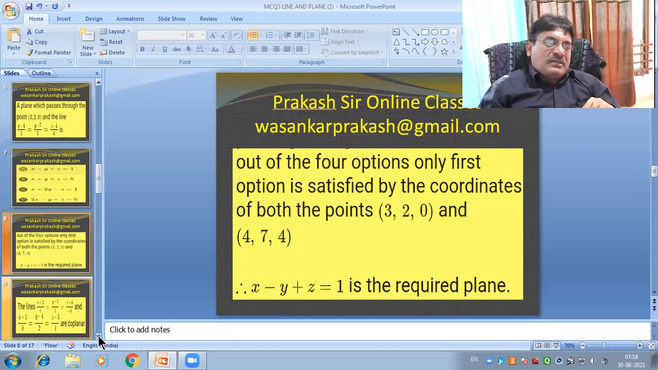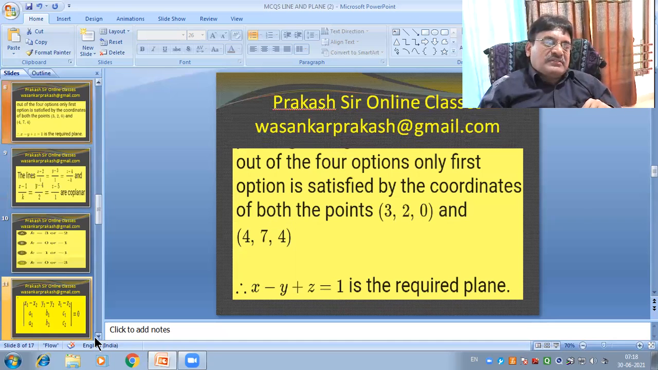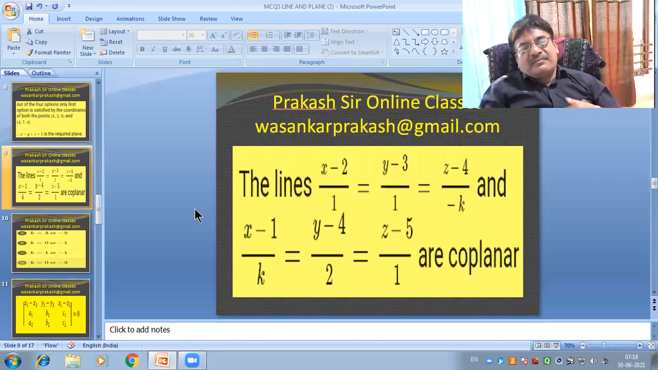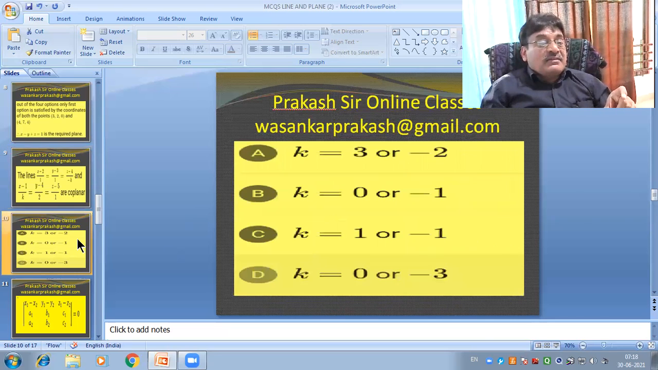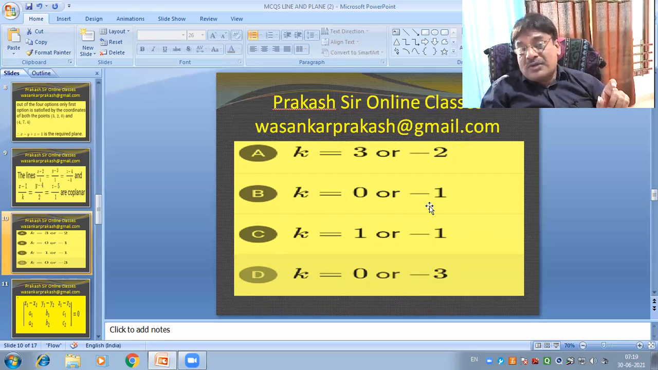Next, we solve the third multiple choice question. The lines (x minus 2)/1 = (y minus 3)/1 = (z minus 4)/(minus k), and (x minus 1)/k = (y minus 4)/2 = (z minus 5)/1 are coplanar. Then here we find the value of k. In option A, k equals 3 or k equals minus 2. Option B, k equals 0 or minus 1. Option C, k equals 1 or minus 1. Option D, k equals 0 or minus 3.